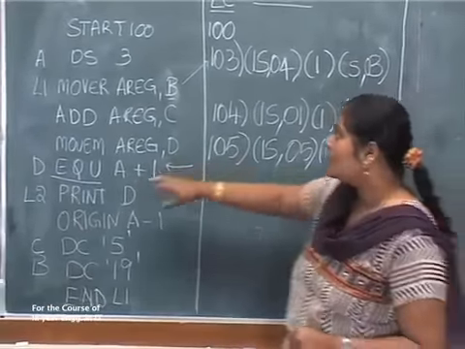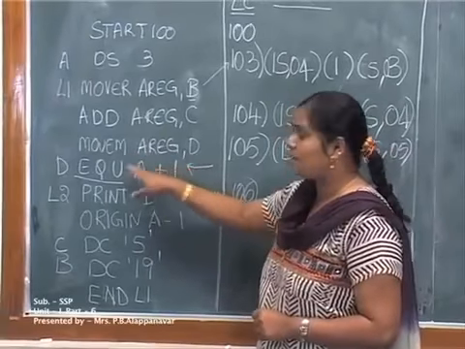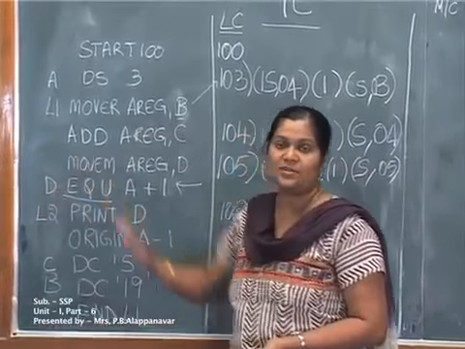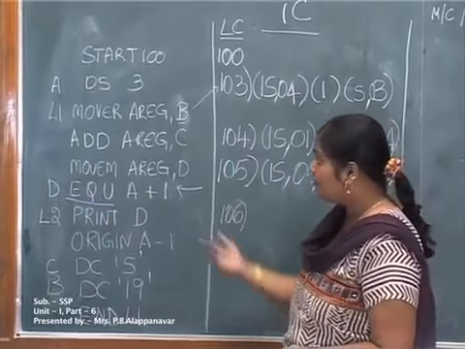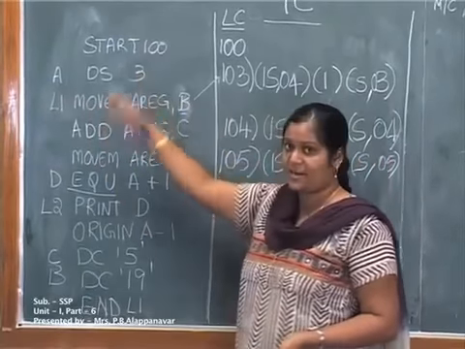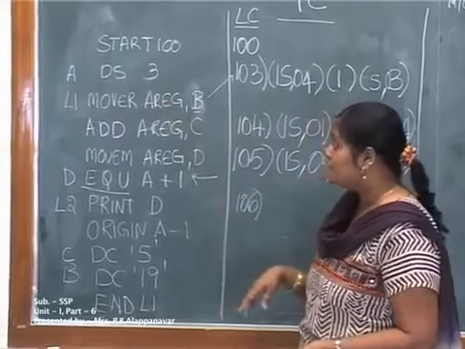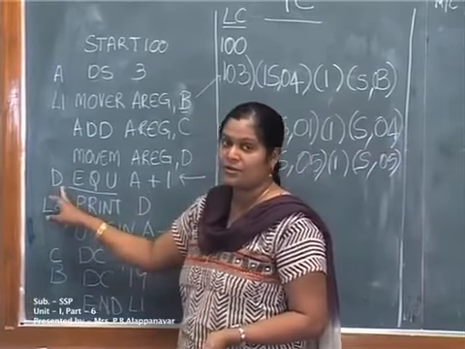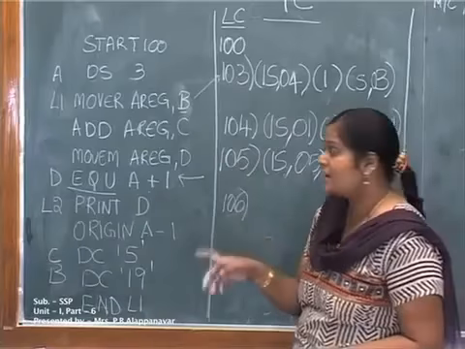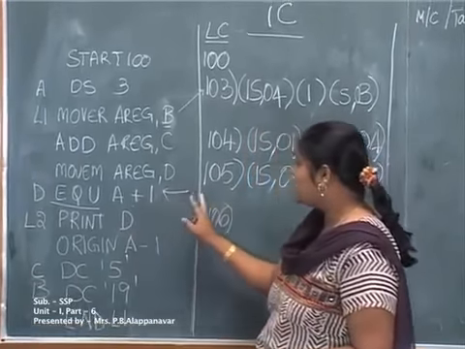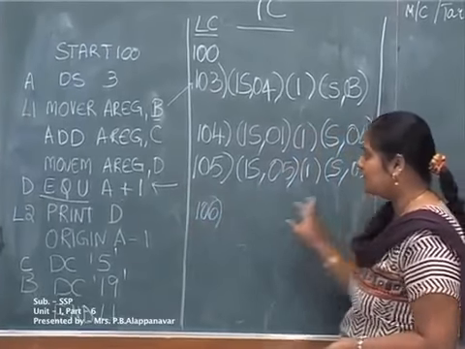Whatever this value evaluates to will become the address associated with this symbol D. In our program, A is at location 100, because we start at 100 and it is the first statement following START. You add 1 to it and D is now pointing to a memory location having the address 101. We do not write any intermediate code for that particular statement.